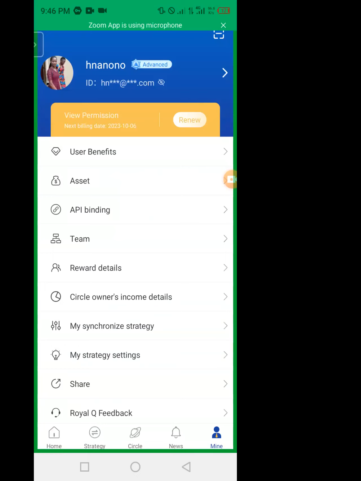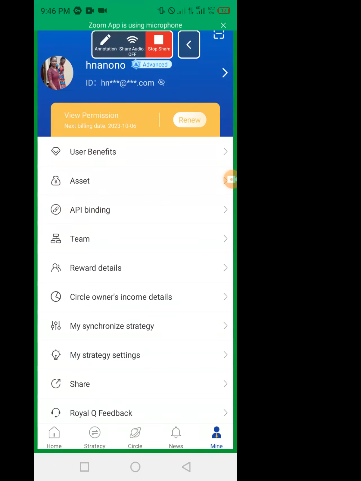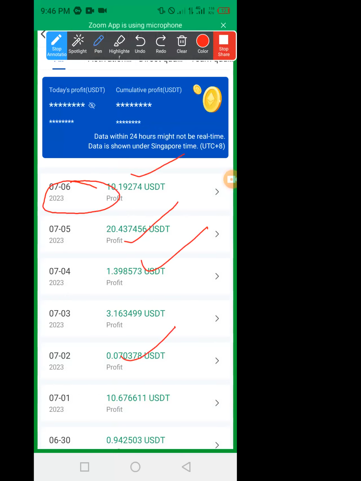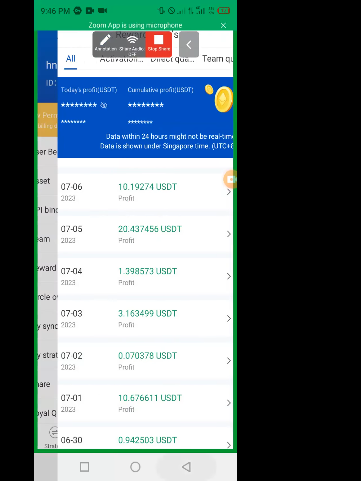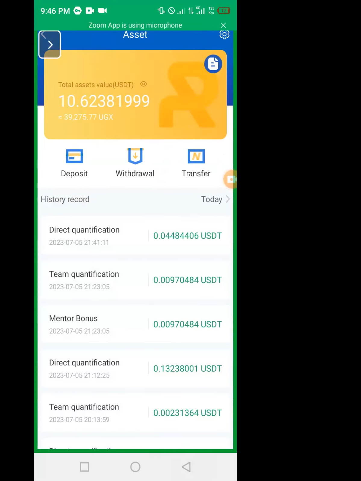Let's look at reward details. With reward details, I told you yesterday, when you have a team, oh, by the way, before I go there, let me show you that we make withdrawals. There are people who say, are you sure that money from Royal Q can be gotten, or you just see figures? Let me just show you.